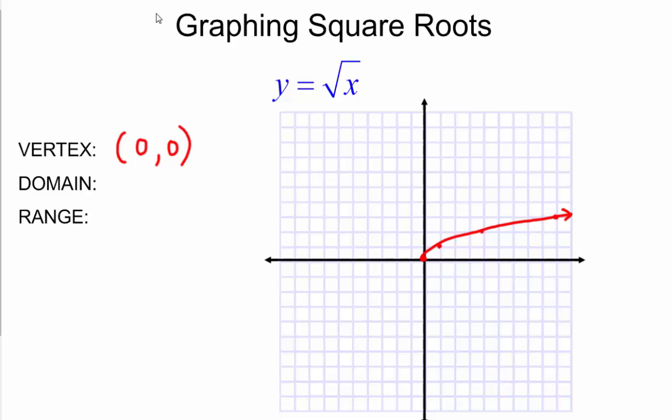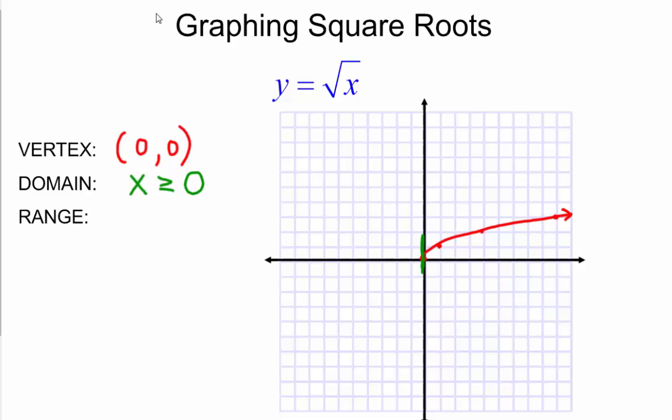My domain, remember, is all the x values covered by a graph. So in this case, the graph starts here at 0 and will continue forever in the direction greater than 0. So the way I'm going to write my domain is that x must be greater than or equal to 0.